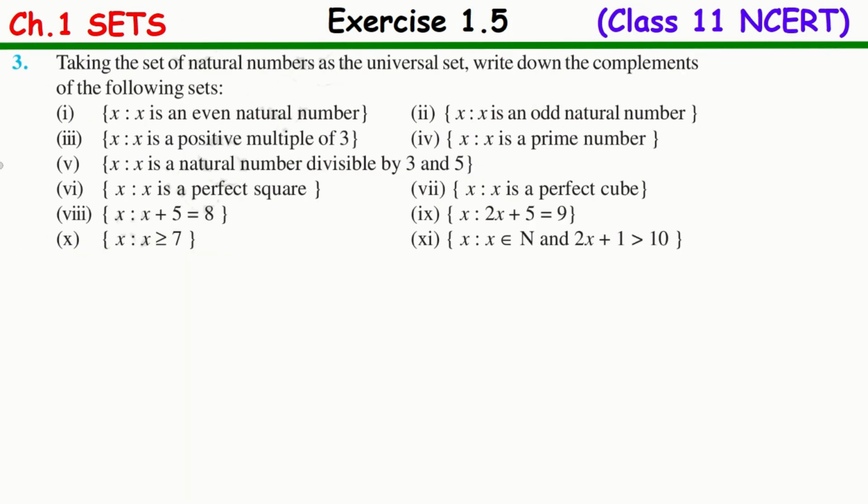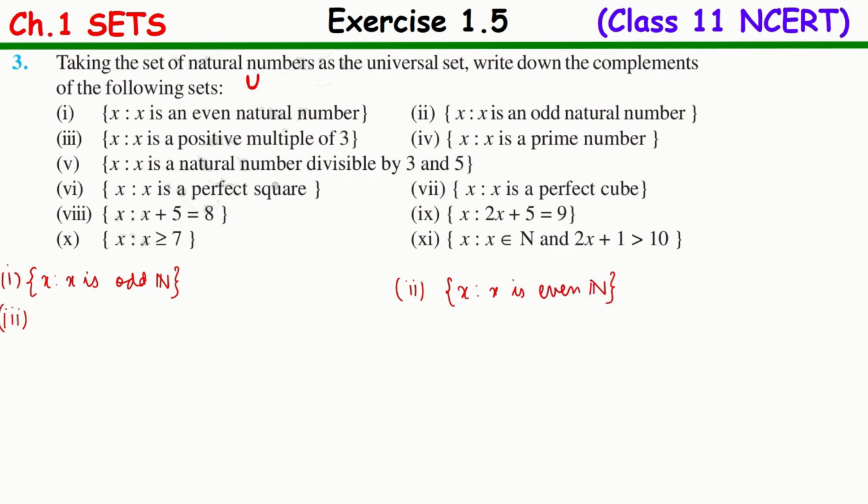So let us see now the third question, which says taking the set of natural numbers as the universal set. So what is U? The set of all natural numbers. So we have to write down the complements of these parts. The complement of the first part, X is an even natural number, so what is not present in X? It is the set of X where X is an odd natural number, right? The second part is X is an odd natural number, so its complement will be X such that X is an even natural number.